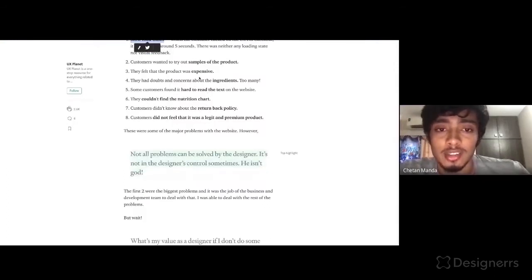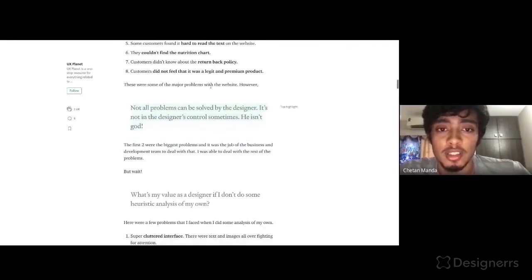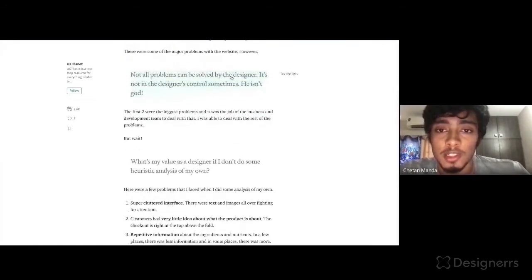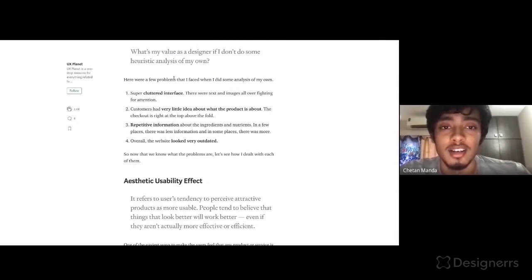Slow load times, they want you to try out samples, expensive, concern about ingredients, hard to read, couldn't find nutrition, return policy, did not feel it was legit, not all problems can be solved by the designer, what's my value as a designer. Okay. Heuristic analysis is a design technique again. You can read about it.